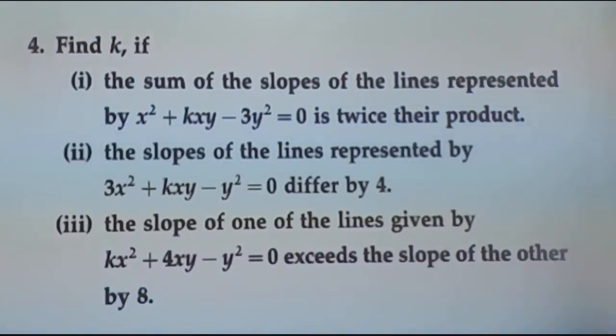Now see question number 4. In this question number 4, we have to find the value of k. The sum of the slopes of the lines represented by x square plus kxy minus 3y square equals 0 is twice their product. In the second example, the slopes of the lines represented by 3x square plus kxy minus y square equals 0 differ by 4. And in the third, the slope of one of the lines given by kx square plus 4xy minus y square equals 0 exceeds the slope of the other by 8. So we solve the first question.